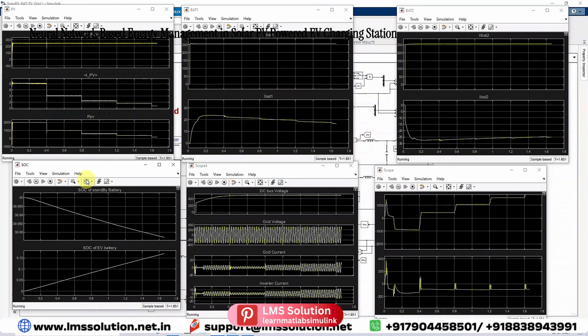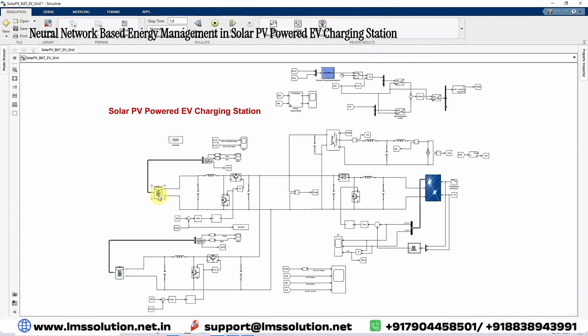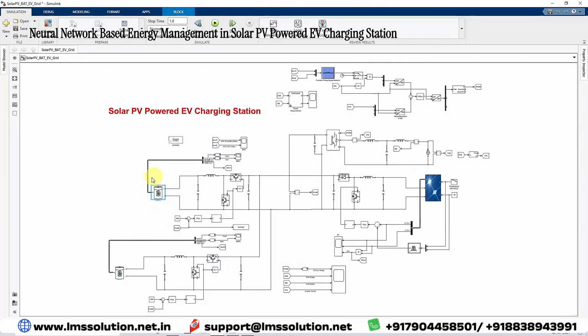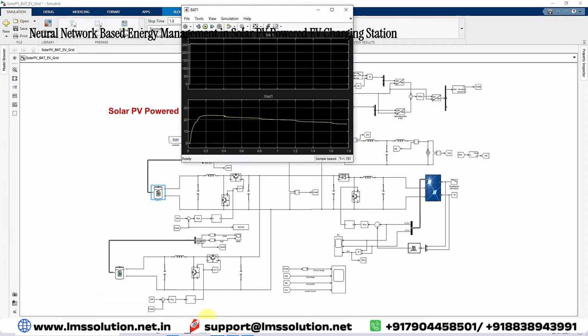This is another condition we discussed now. That means now the condition is SOC 40 percentage. That means the storage battery has 40 percentage and the EV battery has less than 10 percentage. As a result of this condition, next time I want to change this back to 10 percentage. That means stationary battery SOC is 10 percentage. Now I am going to simulate this model.